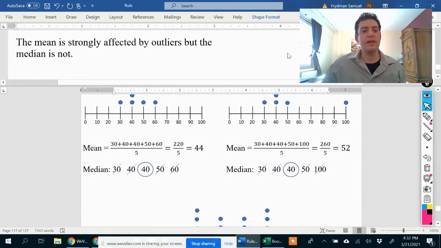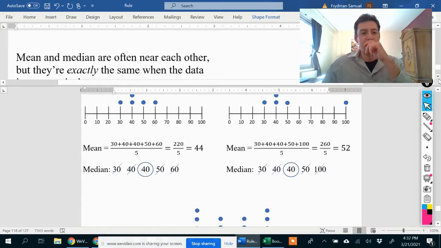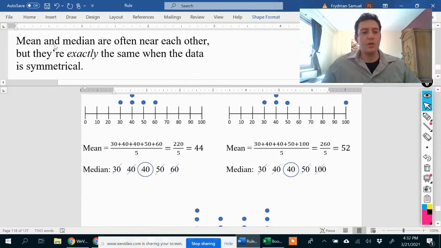All right, so next, here's what I want to talk about next. Mean and median are often near each other. I think we've seen that in these examples. Very often, the mean and the median have been pretty close together, like 44 and 40, pretty close, right? But they're not always exactly the same. But they are exactly the same when the data is symmetrical.